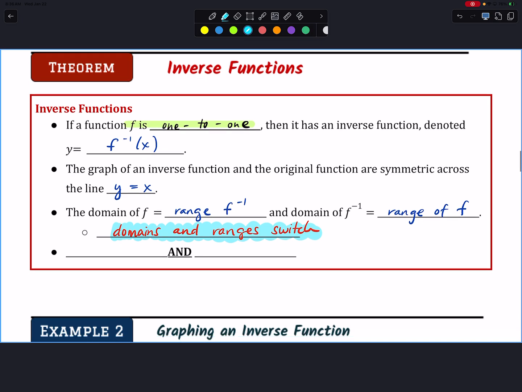Okay? If you guys remember in last semester, you were taught how to prove when two functions are inverses by doing the composition. So remember that means that f of f inverse of x is equal to x, and f inverse of f of x is equal to x. Okay, you have to prove both directions.